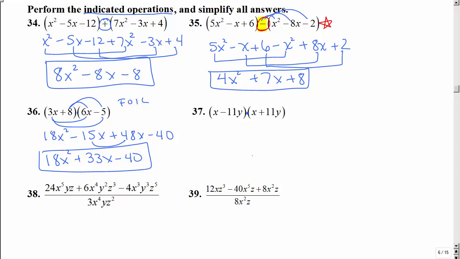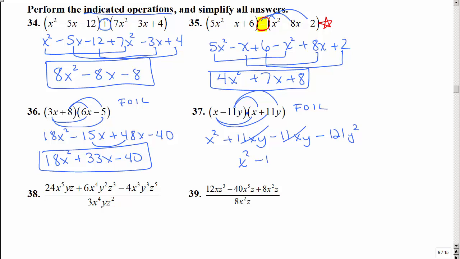Same thing here, I'm going to multiply. I'm going to use that FOIL. So I have x squared plus 11xy minus 11xy minus 121y squared. You should have recognized that that is the difference of two squares. So when you multiply that together, you are going to get the difference of two squares.